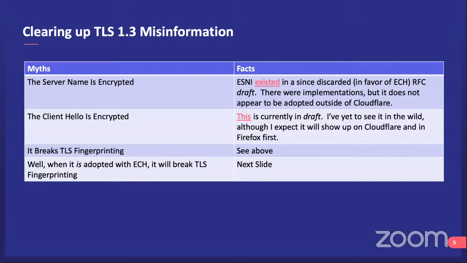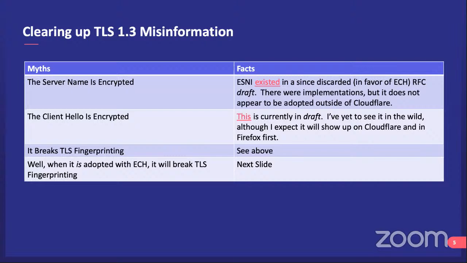Which leads us to the next myth, which is usually followed up directly after "client hello is encrypted. It breaks TLS fingerprinting." So see above. Right now, let's say ESNI, right? Does ESNI break TLS fingerprinting? Well, no, because everything else is still in plain text. So we can potentially still identify the client.